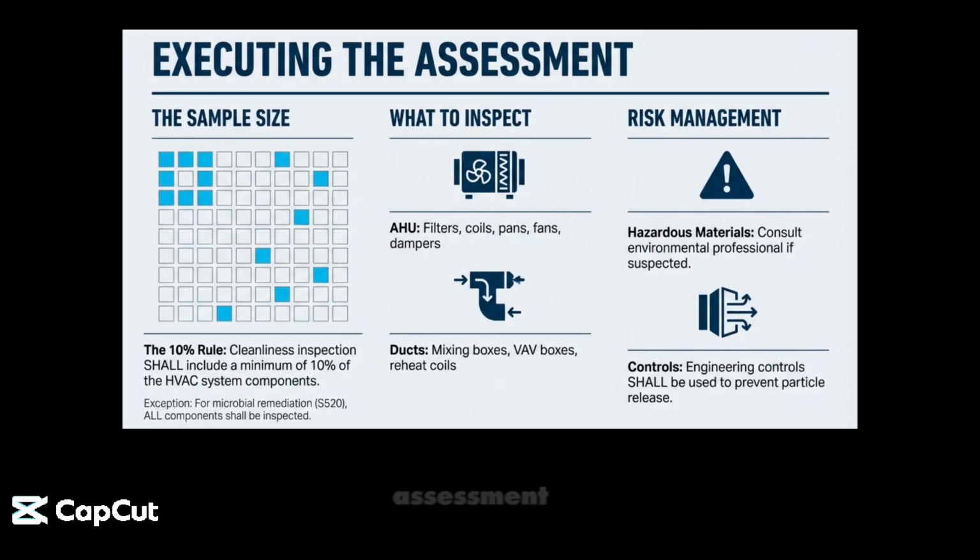When executing the assessment, apply the 10% rule. Cleanliness inspection shall include a minimum of 10% of the HVAC system components. The exception is microbial remediation, which requires all components to be inspected. You must inspect elements like filters, coils, pans, and mixing boxes. If hazardous materials are suspected, always consult an environmental professional.